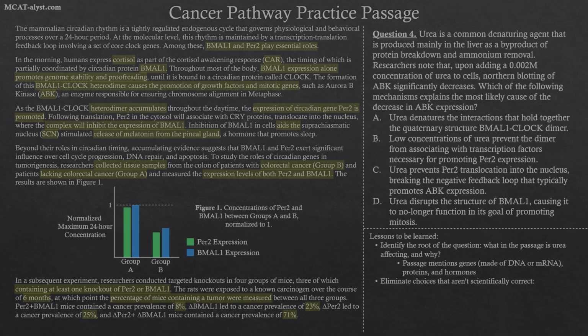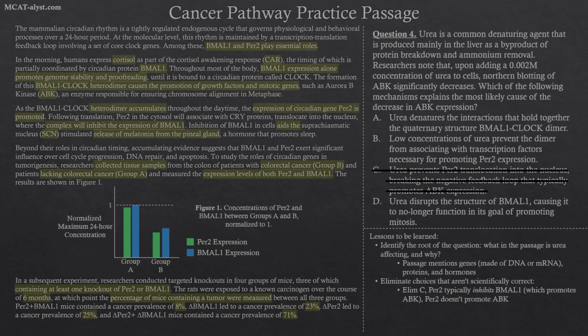And after it forms that heterodimer, we're going to have a whole bunch of ABK in the cell. So C is wrong because it just gets the whole negative feedback loop wrong. Then looking at D, urea disrupts the structure of BMAL1, causing it to no longer function in its goal of promoting mitosis. This is also one that we can state is scientifically incorrect because that is not the goal of BMAL1. BMAL1, its job as a gene is as a tumor suppressor, which is to stop cell cycle progression and check to make sure everything's okay.